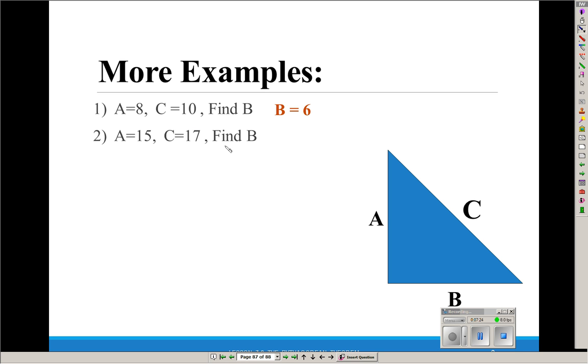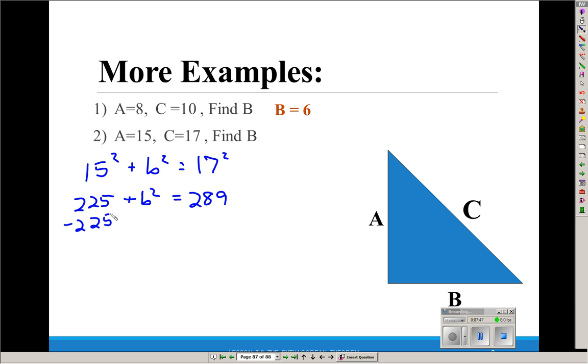How about if A is 15 and C is 17, find B. A squared plus B squared equals C squared. 15 squared is 225. 17 squared is 289. Going to have to subtract 225 from each side. B squared is 64. Then to solve for B, undo the square with a square root, and B is 8.